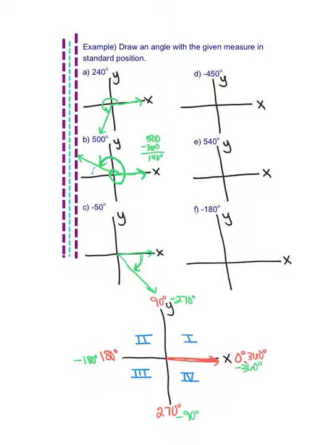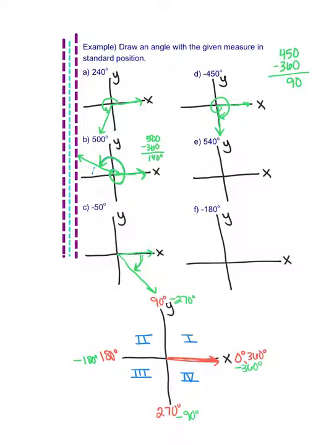So here in example D, I'm asked to go negative 450 degrees. So again, 450 is larger than 360. So let's figure out how many more I need to go once I go that full rotation. If I take 450 minus 360, I get exactly 90 degrees. So that means I'm going to land at one of my 4 corners. So let's do that first rotation, initial side, 1 full rotation there at 360. Then I need to go 90 more, which lands me right here on the negative y-axis.